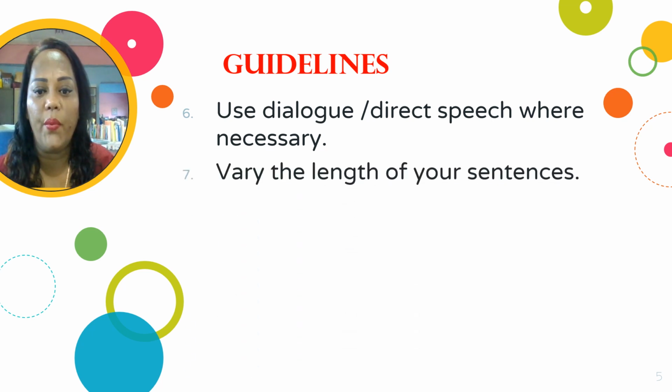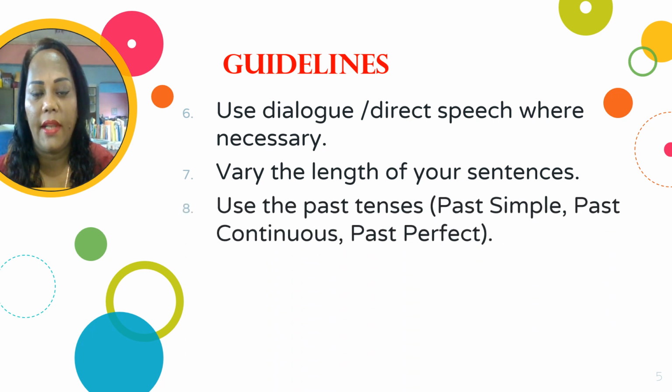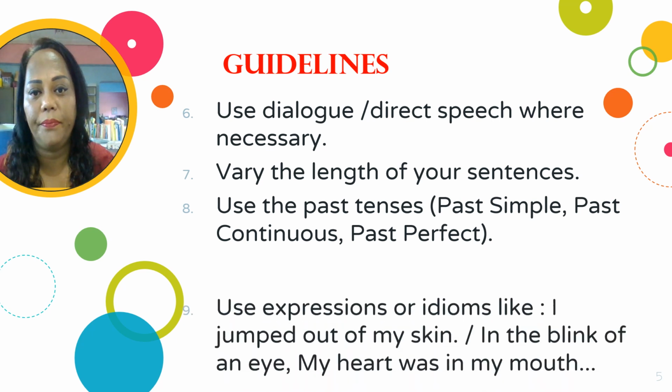You can also vary the length of your sentences. There should be a good mixture of simple, complex, and compound sentences so that your story does not sound monotonous. Next, use the past tenses: past simple, past continuous, or past perfect. Remember, you are telling about something that has already taken place.